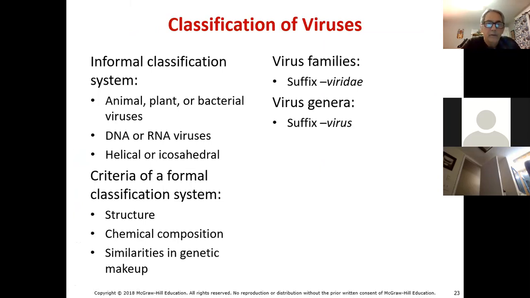So viruses can be animal, plant, or bacterial. You mentioned before they can be DNA or RNA. Their shapes can be helical or icosahedral. The classification depends on their structure, chemical composition, and genetic makeup. Virus families end in viridae, and their genus takes the suffix virus.